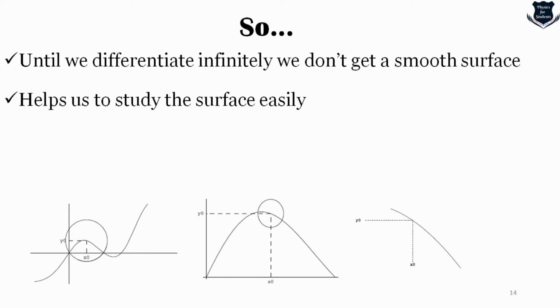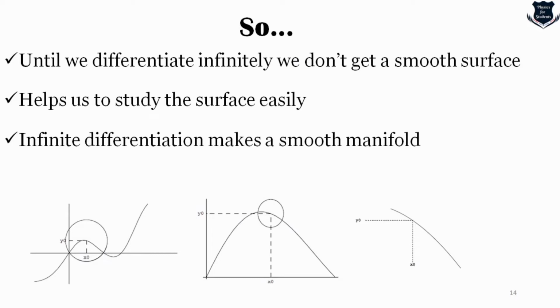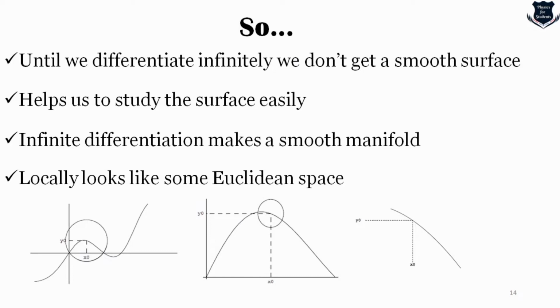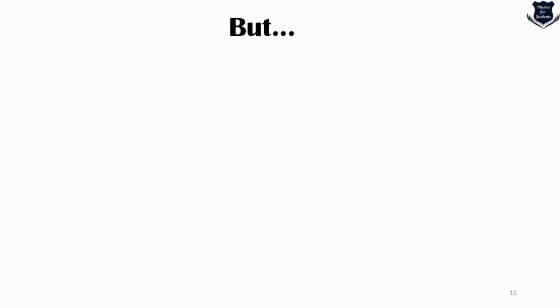So it helps us to study the surface easily, and infinite differentiation makes a smooth manifold. I just told you that these are important because until and unless we zoom further, it would be difficult for us to get the calculation. So it's a nice graph which shows that on this right hand side, we zoomed it and we almost found it flat. So it locally looks something like a Euclidean space, and we saw it earlier also.